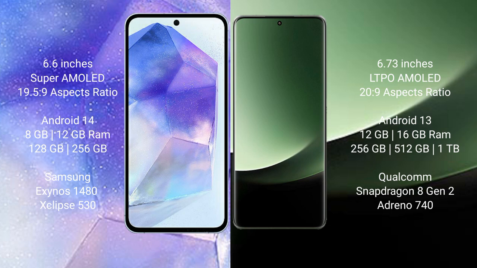Samsung Galaxy A55 comes with 8GB, 12GB RAM and 128GB, 256GB internal storage. Samsung Exynos 1480 processor and GPU Xclipse 530. Xiaomi 13 Ultra comes with 12GB, 16GB RAM and 256GB, 512GB, 1TB internal storage. Qualcomm Snapdragon 8 Gen 2 processor and GPU Adreno 740.